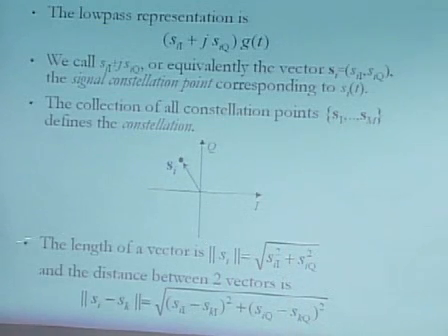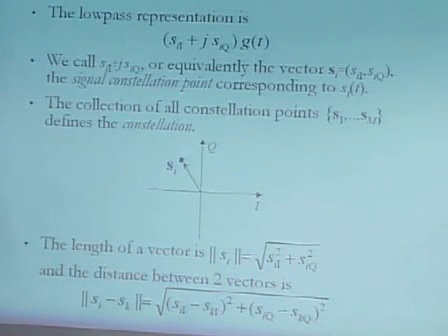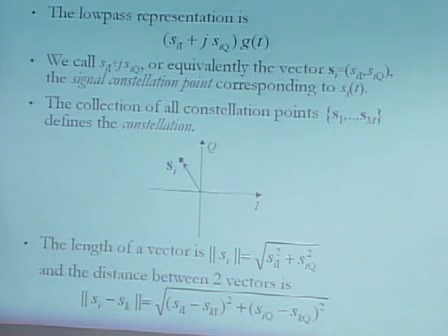Now we can use some basic notions of Euclidean vector spaces. The norm of a vector is the square root of the in-phase squared plus the quadrature squared. Very trivial. And the distance between two different vectors, the norm of s sub i minus s sub k, is equal to the root of the sum of the squares of the differences between the I and Q components. So this is all very simple, I'm sure. Questions?